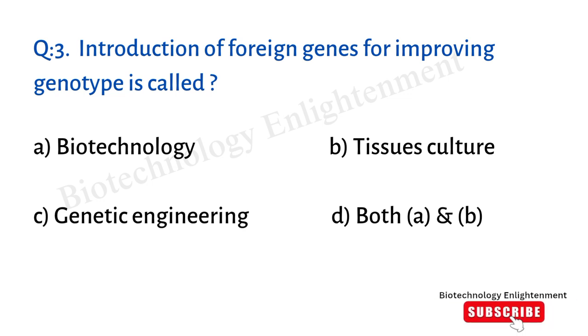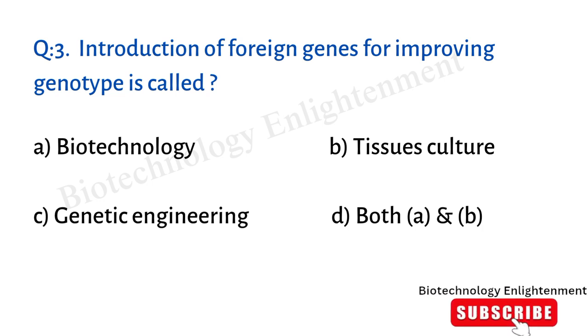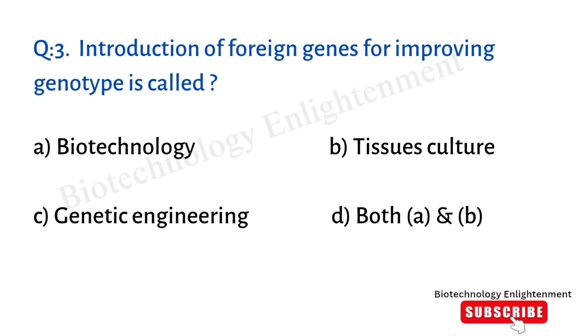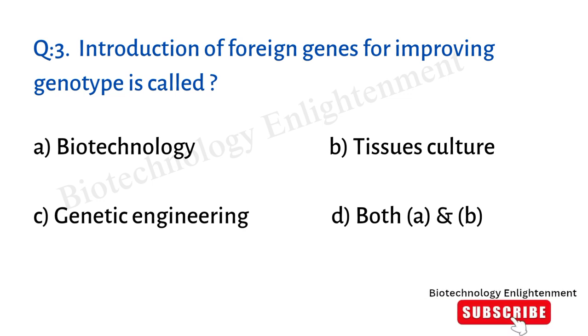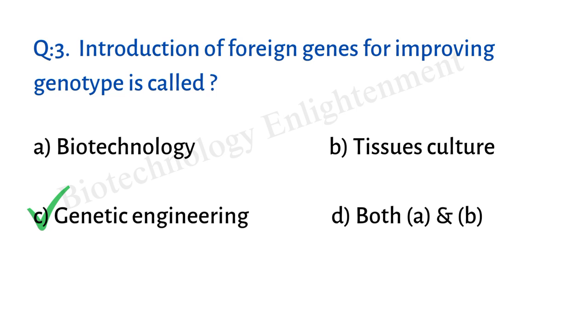Question number 3. Introduction of foreign genes for improving genotype is called: option A, biotechnology, option B, tissue culture, option C, genetic engineering, option D, both A and B. The introduction of foreign genes for improving genotype is called genetic engineering, because in genetic engineering what we do is alter DNA by cutting and inserting foreign genes. So that's why the correct answer is option C, genetic engineering.